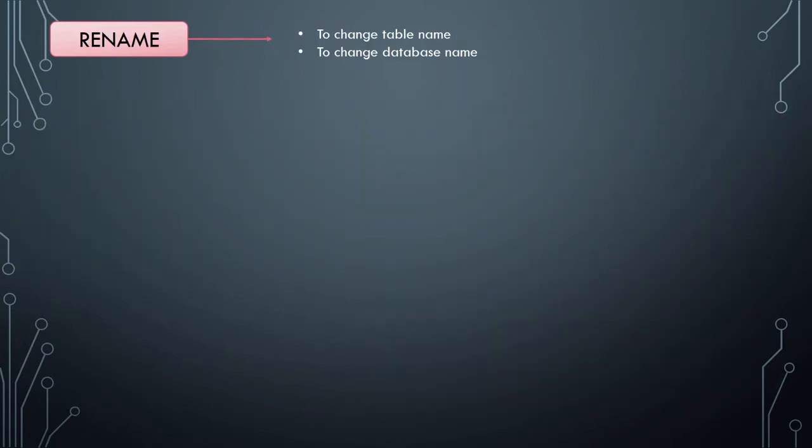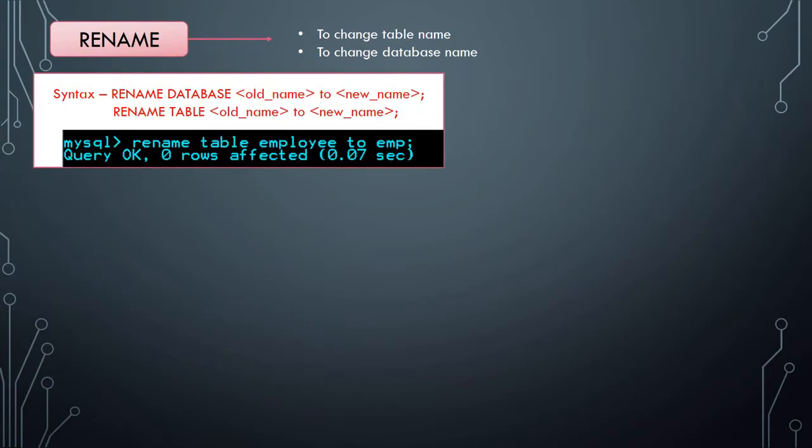Okay. Now moving on to our next command, which is rename. This is basically used to change the name of a table or a database. When we want to change the name of a column, we learned that we need the alter command and then the change keyword. In rename, we can directly use the rename command to change the name of a table and a database. For this, the syntax is: first you write rename, just like drop. Then if you want to rename a database, you write database, and if you want to rename a table, you write table.